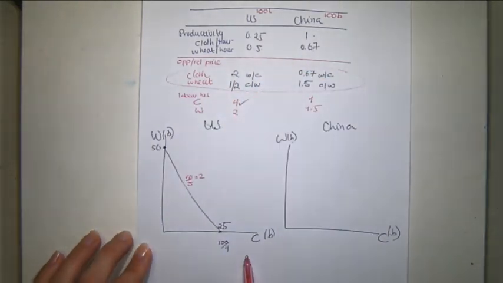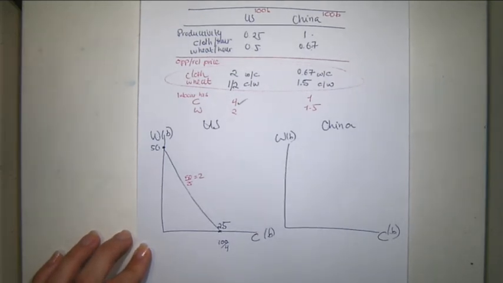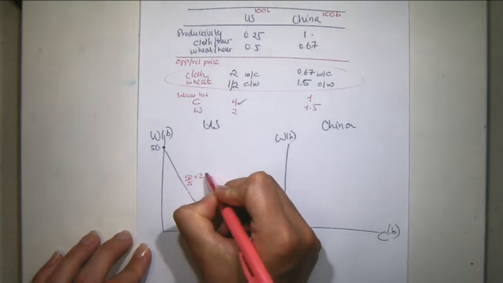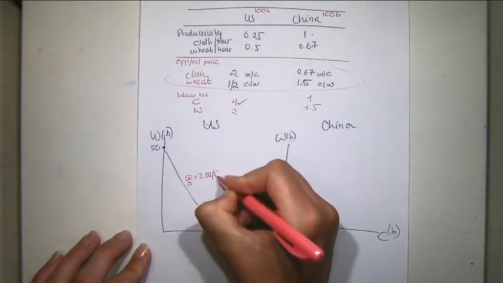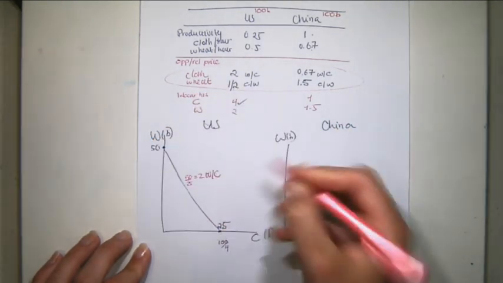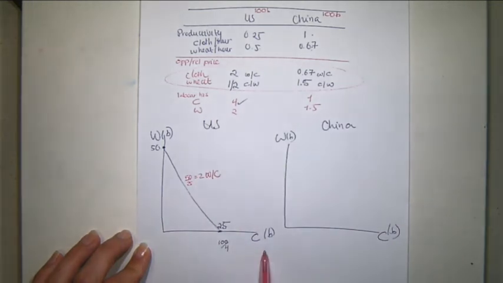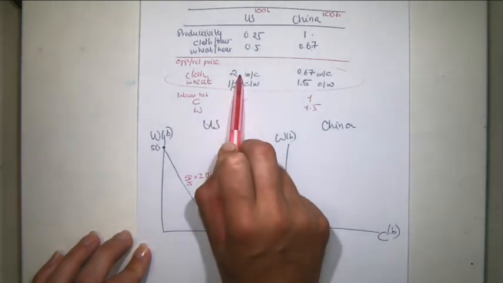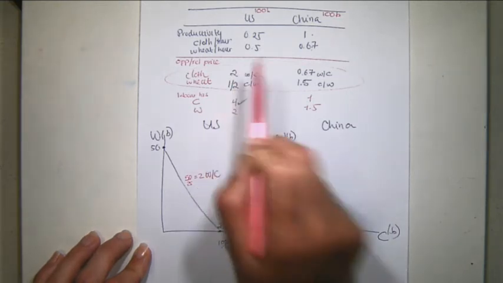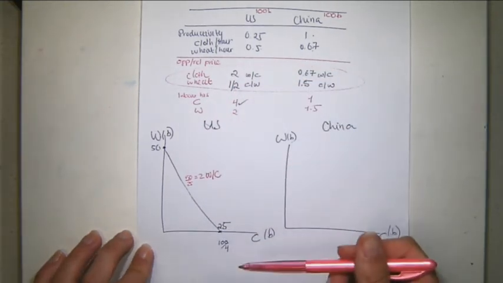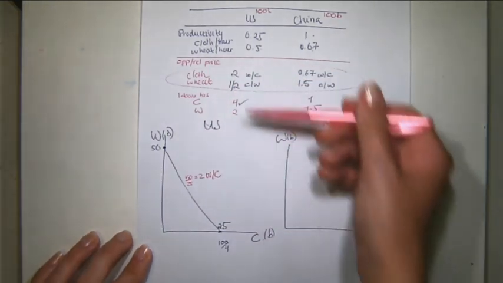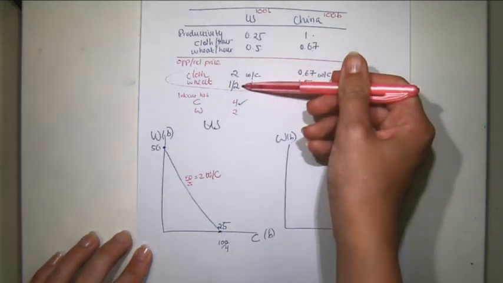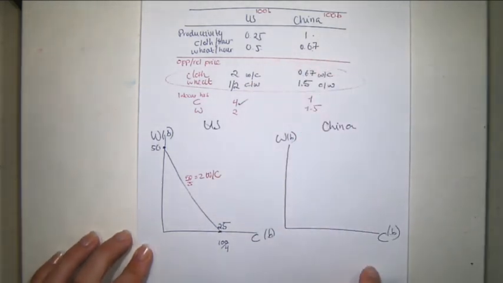Cloth is on the x-axis, which develops the rule that we're going to use again and again, that the slope of this line, rise over run, is the price of whatever's on the x-axis. 2 is the price of cloth in the US. Whereas the inverse of the slope, which is a half, is the price of wheat in the US. Let's do the same thing in China.